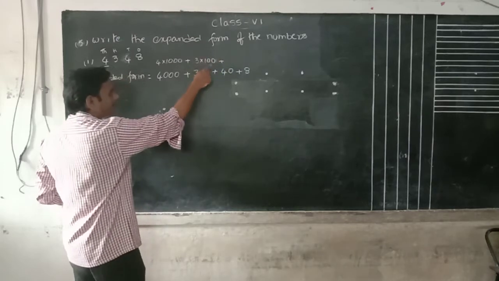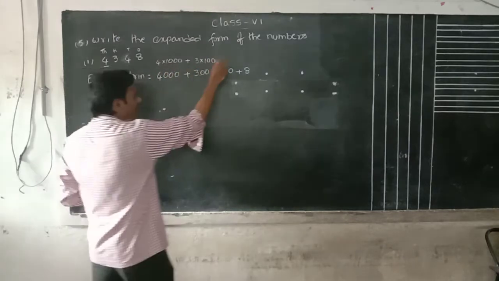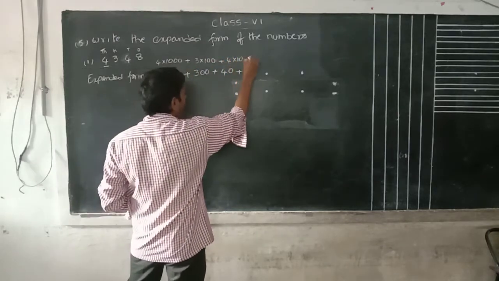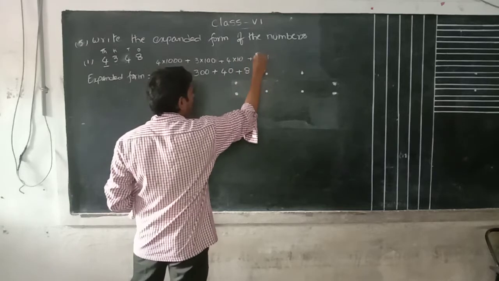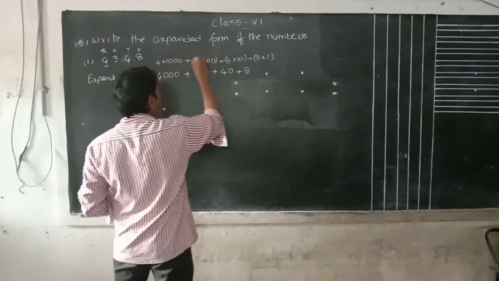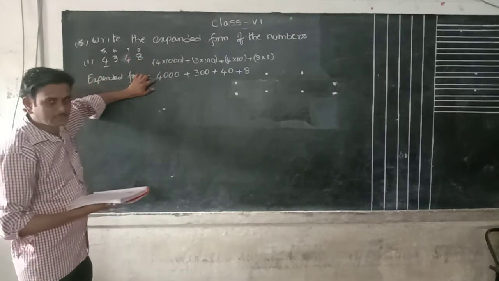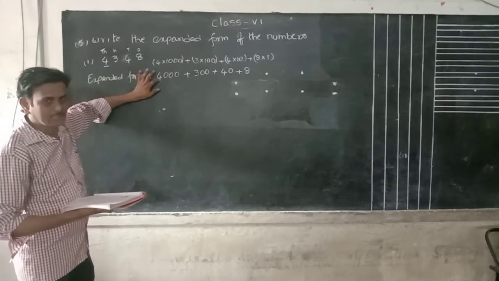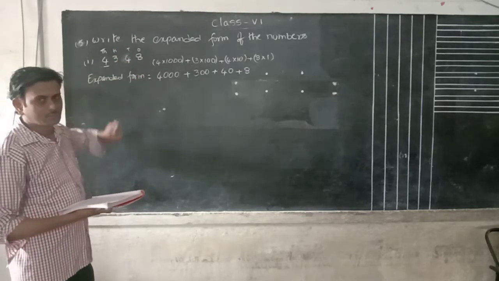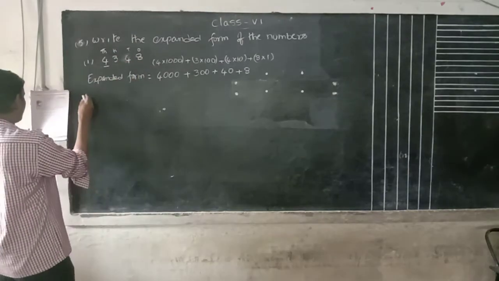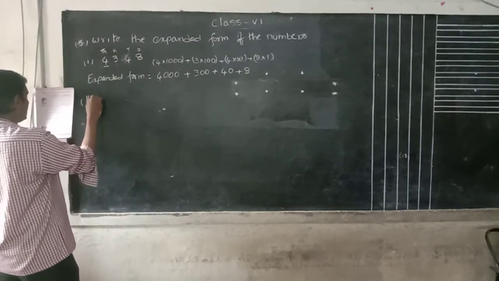3 is located at the 100 place. 4 is located at the 1000 place. 4 is located at the 10 place. 8 is located at the 1 place. Like this, after that we can do one more method. After writing this one, you can write this one. Otherwise, you can write directly, without doing this, and we can do those sums also. Okay, how do we do it? See here.